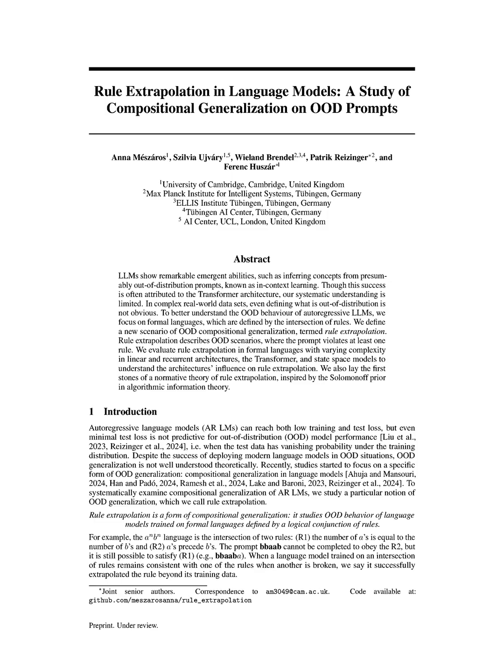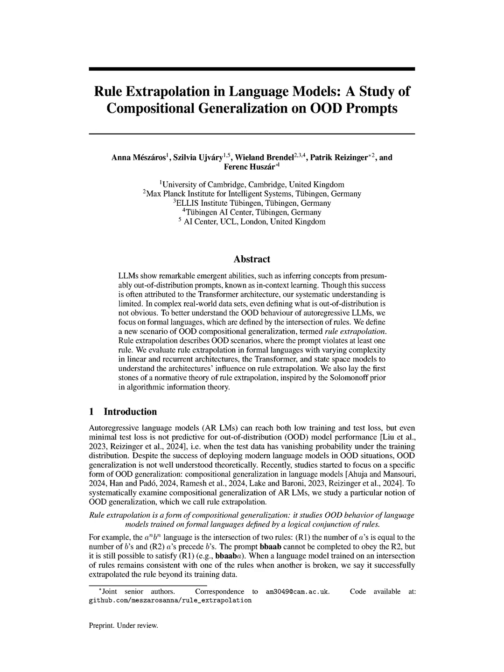The proposed method of rule extrapolation aims to address the challenge of out-of-distribution (OOD) generalization in language models by evaluating their ability to maintain consistency with certain rules when faced with prompts that violate some of those rules. Specifically, rule extrapolation examines whether a language model, trained on formal languages defined by a logical conjunction of rules, can still satisfy the non-violated rules when presented with OOD data that has zero probability under the training distribution. For instance, in the case of the language A^n B^n, the model should be able to complete prompts that violate the second rule, R2, while still adhering to the first rule, R1.